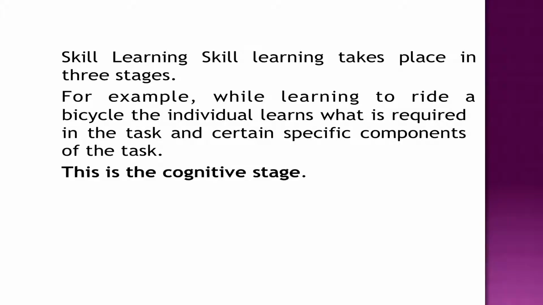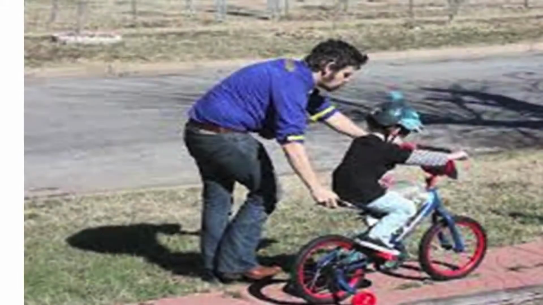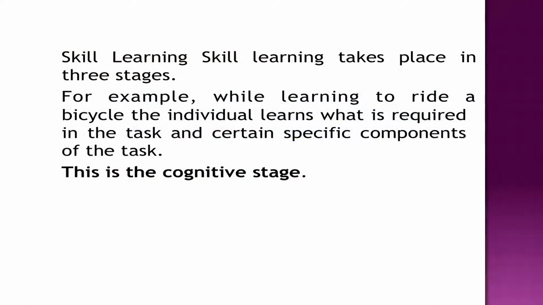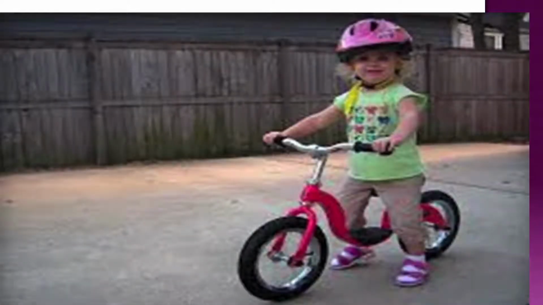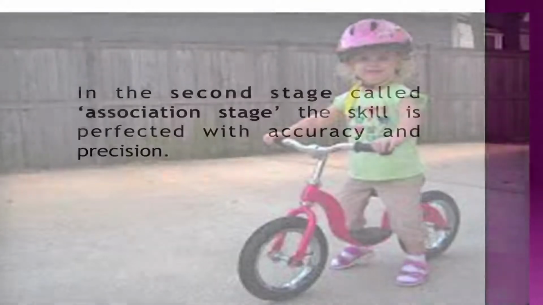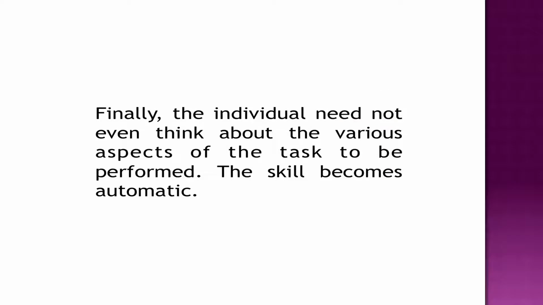Let's begin with different forms of learning. Number 1, skill learning. Skill learning takes place in 3 stages. For example, while learning to ride a bicycle, the individual learns what is required in the task and certain specific components of the task. This is the cognitive stage. In the second stage called association stage, the skill is perfected with accuracy and precision. Finally, the individual need not even think about the various aspects of the task to be performed.